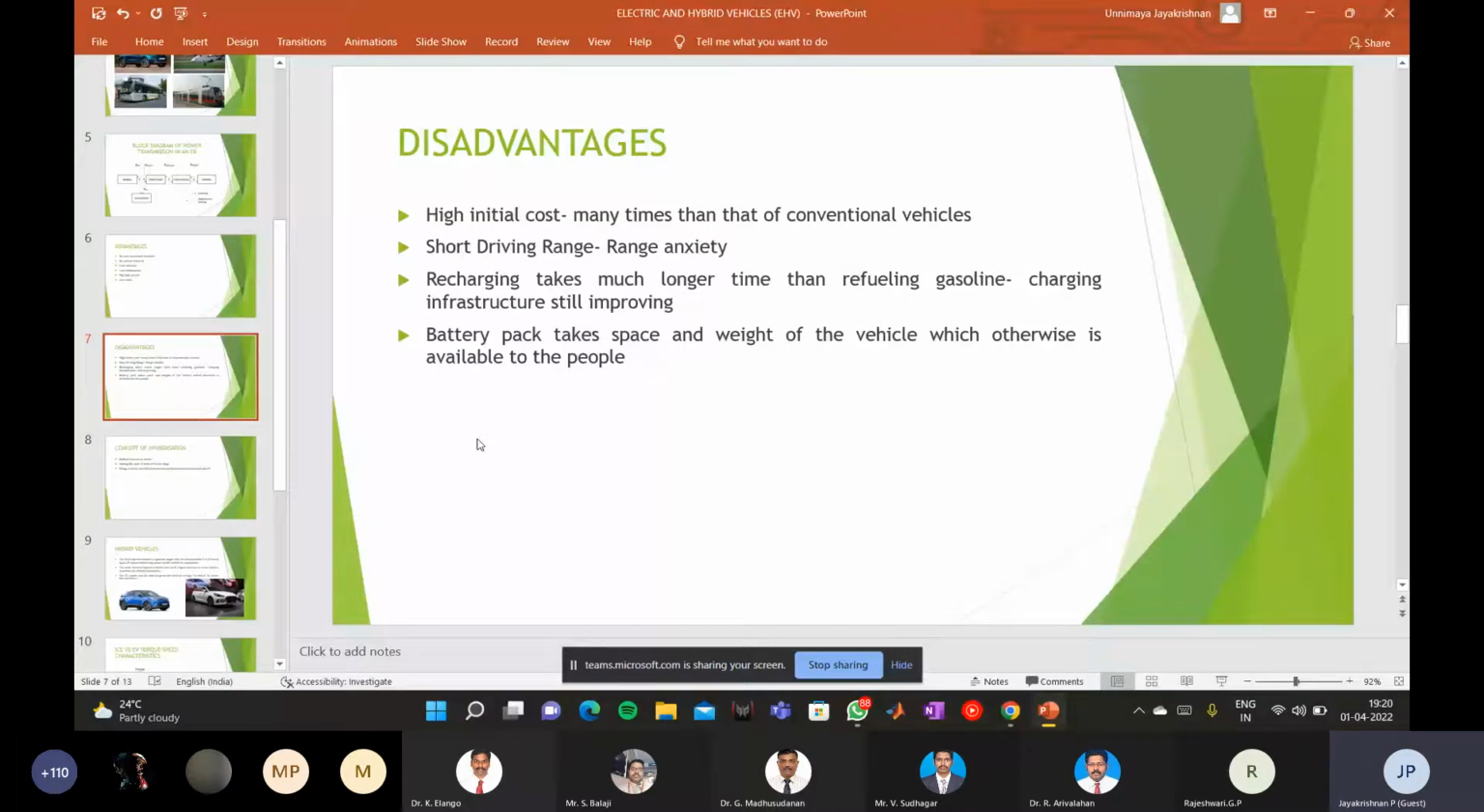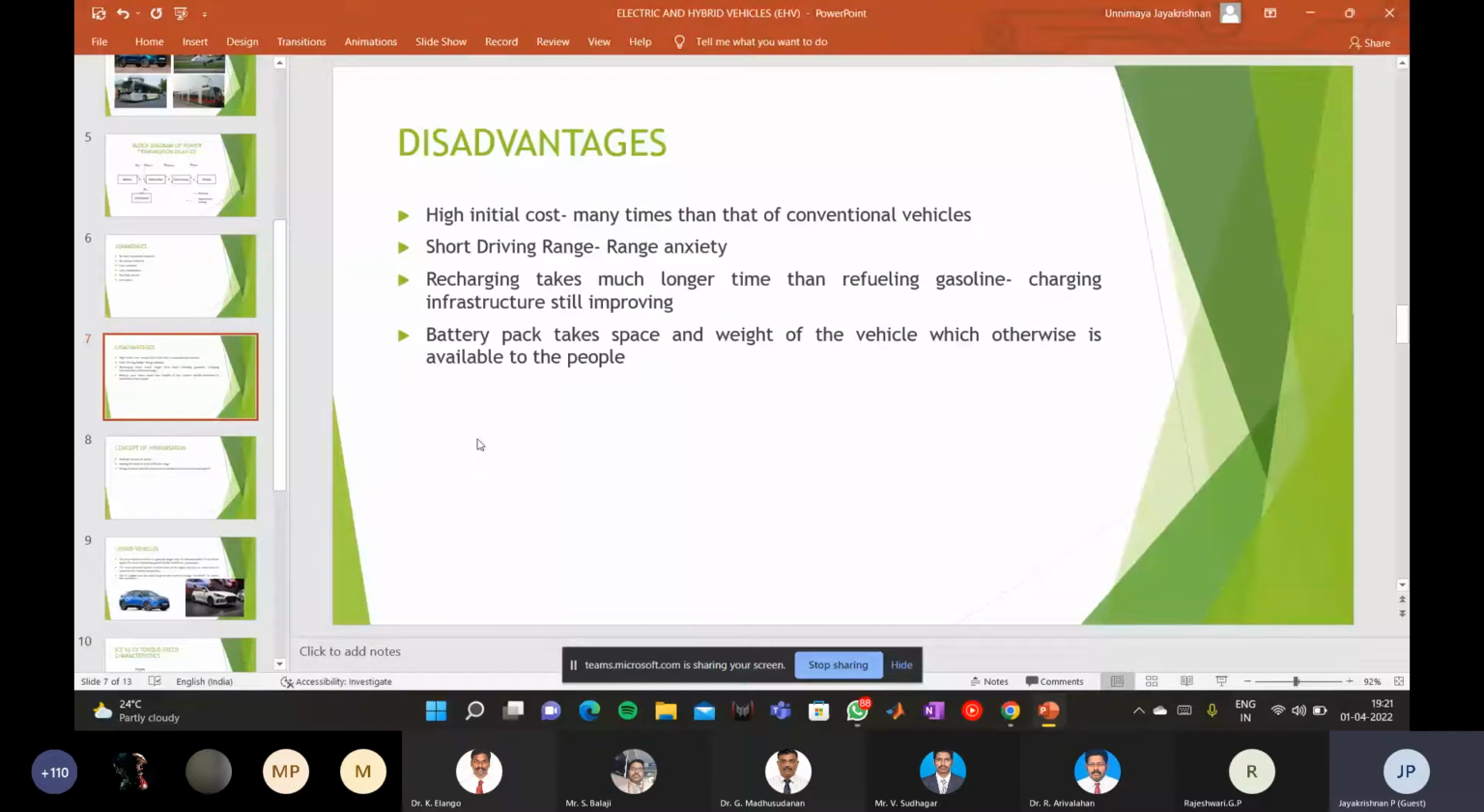But nowadays everybody is interested in setting up these fast chargers, and once these fast chargers come more and more, we will have less concern about this range and all. Then next is the battery pack, that is space and weight. The weight is a little bit higher than that of the conventional vehicles. That cannot be avoided.